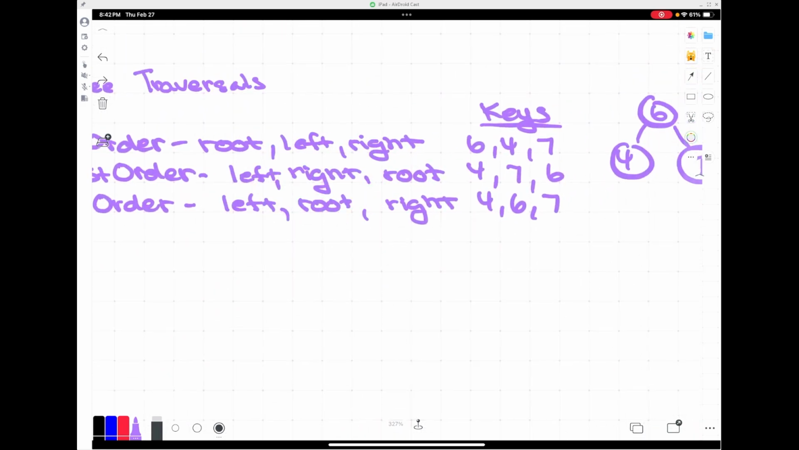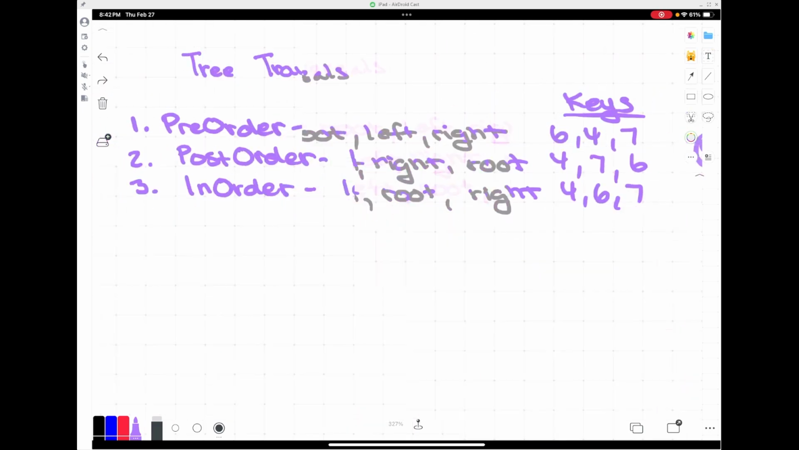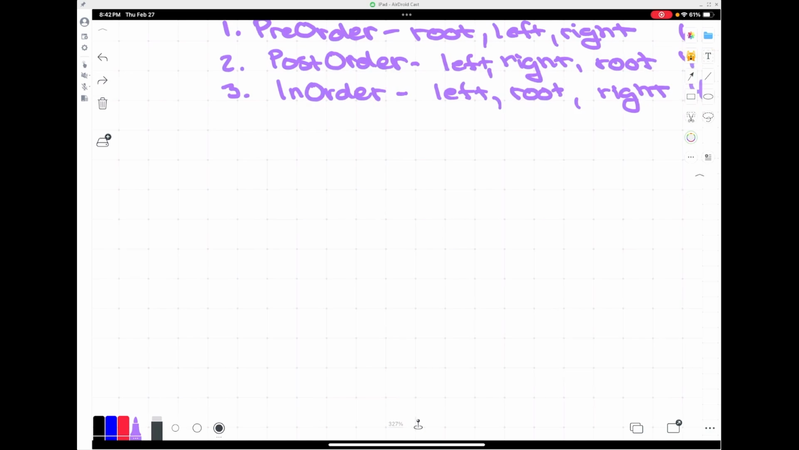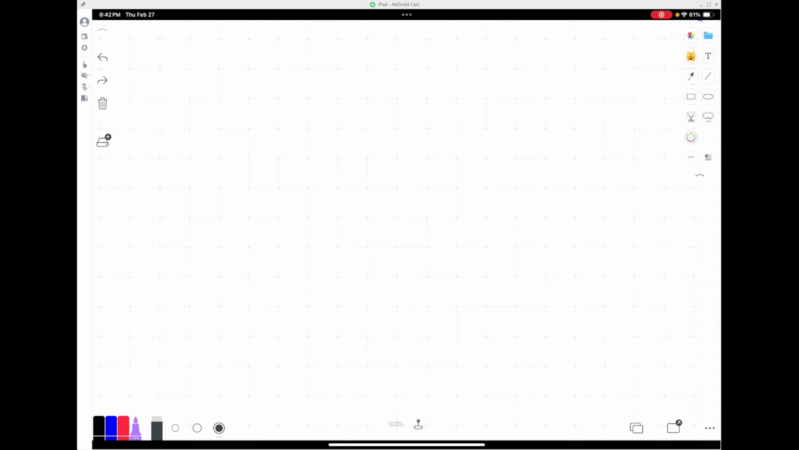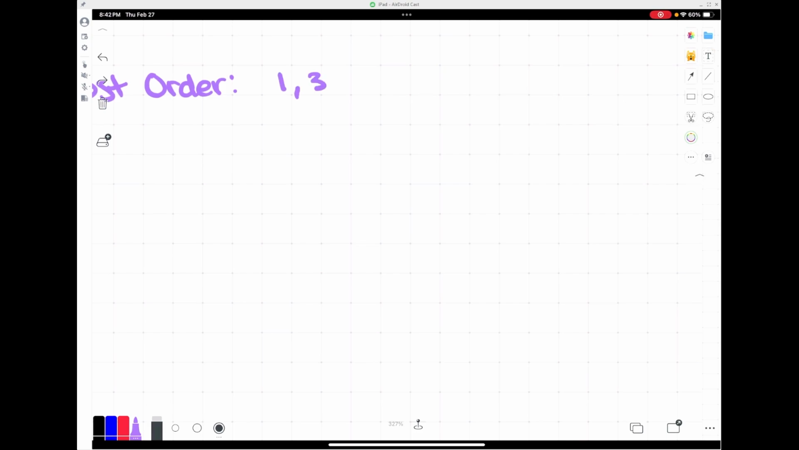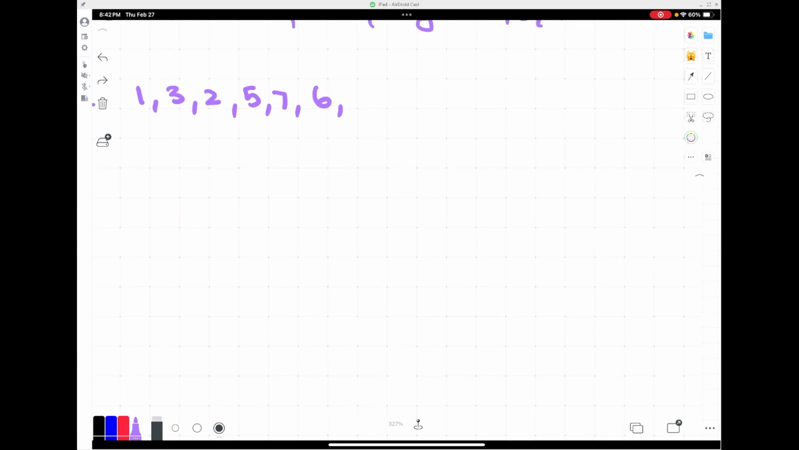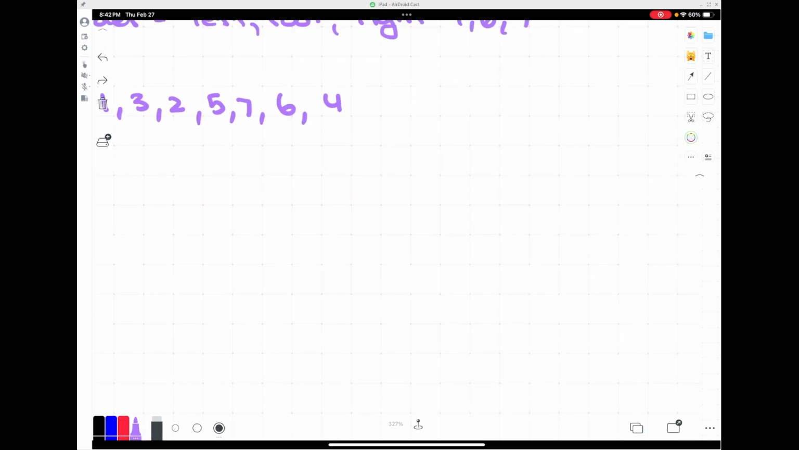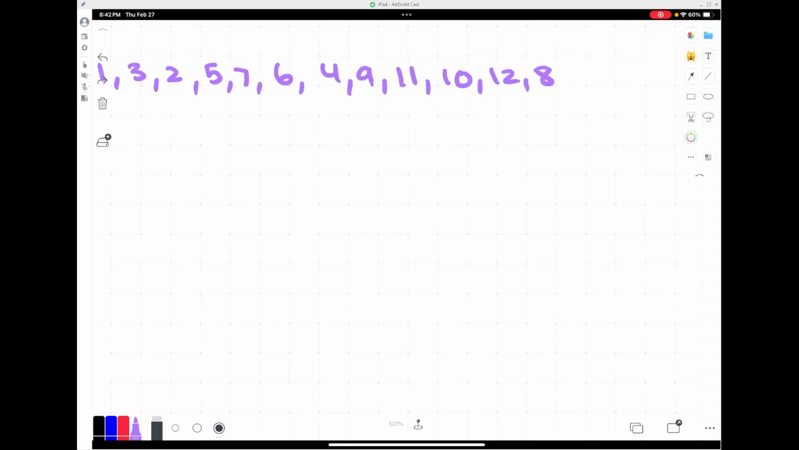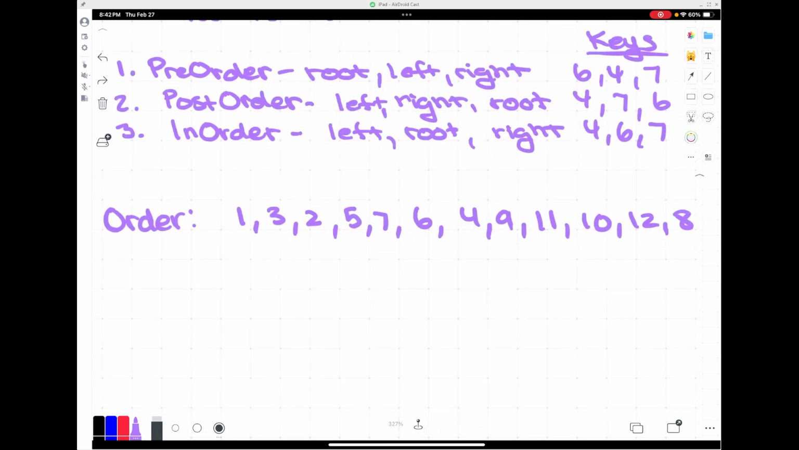This is mainly to know the order in which the keys are going to be in and where to pull what. And so let's start off with the first practice problem, and let's start with post order. Okay, let's say we had these keys 1, 3, 2, 5, 7, 6, 4, 9, 11, and 10, 12, 8.